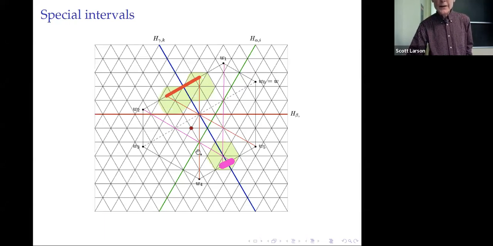Depending on the way the hexagon is configured, these orange lines, it looks like in this example, cross in the interior of the hexagon. They don't have to cross in the interior of the hexagon. It depends on the shape of the hexagon, which depends on where W is located. But if they do cross, then where they hit this edge here, the alcove centers on this region here form what we call a special interval.